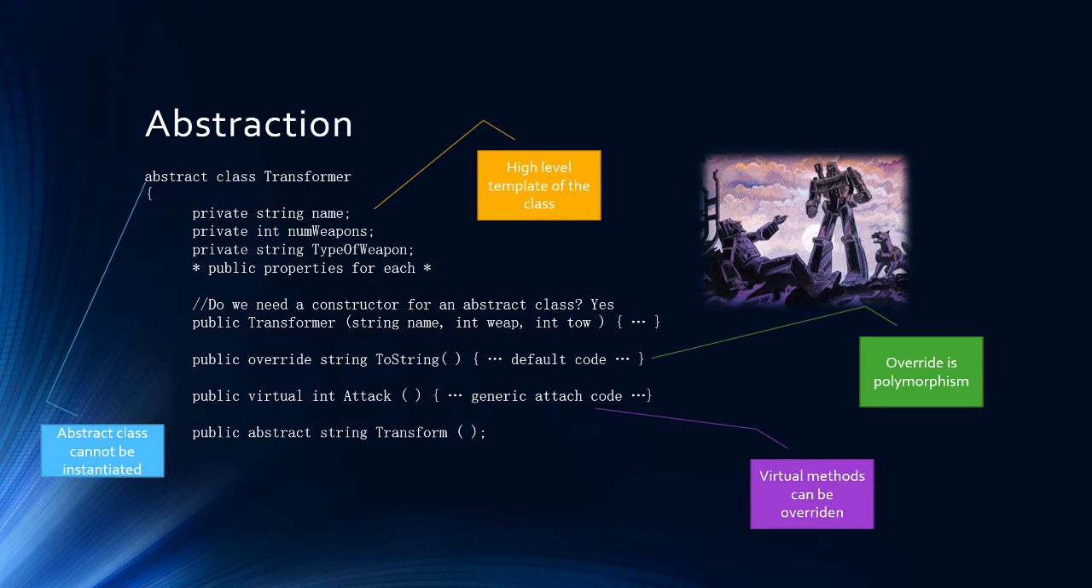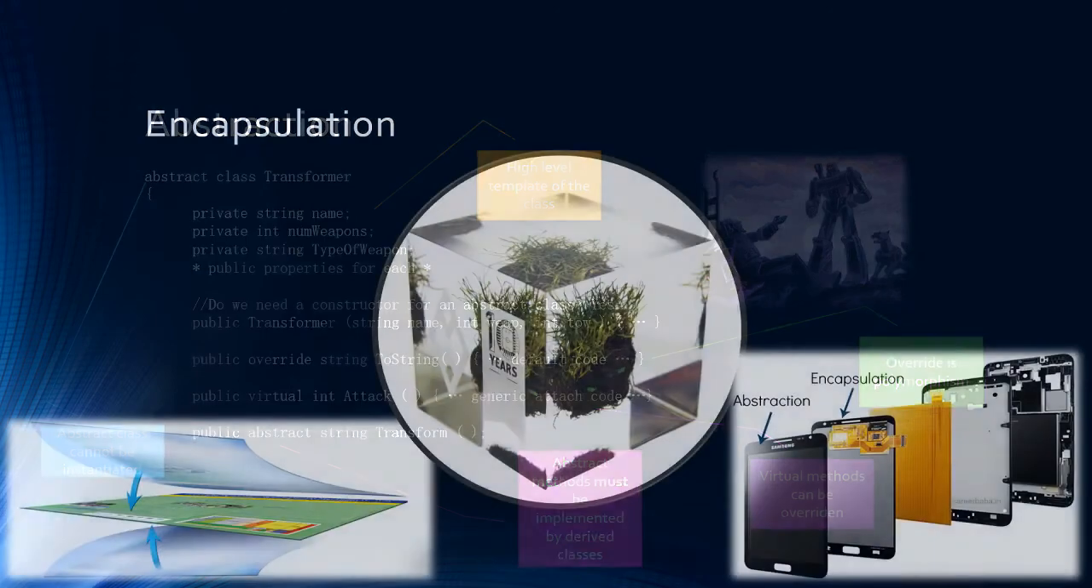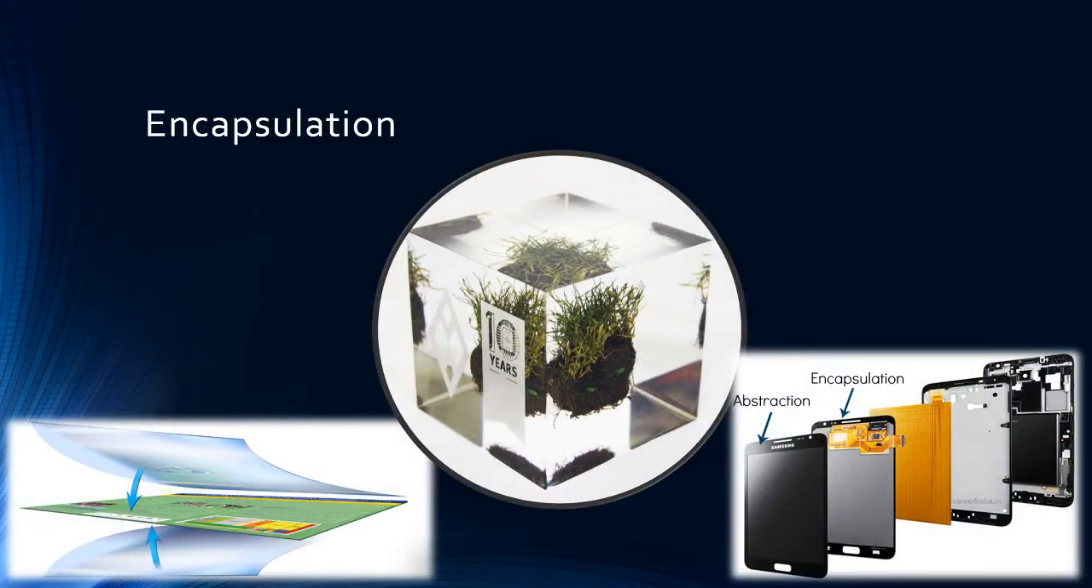We can create virtual methods that can be overridden by others, and we can create abstract methods that are method headers that say this method must be implemented by any children or derived classes. The next concept is encapsulation.